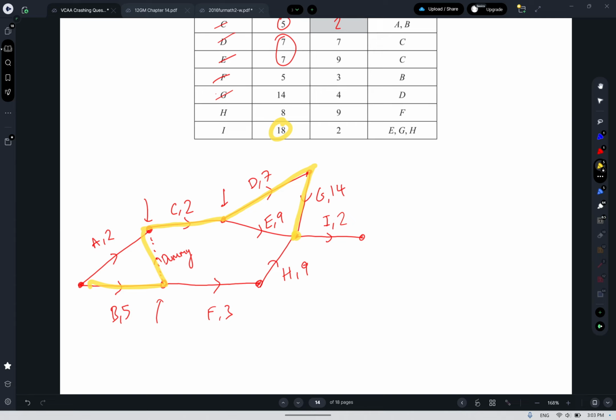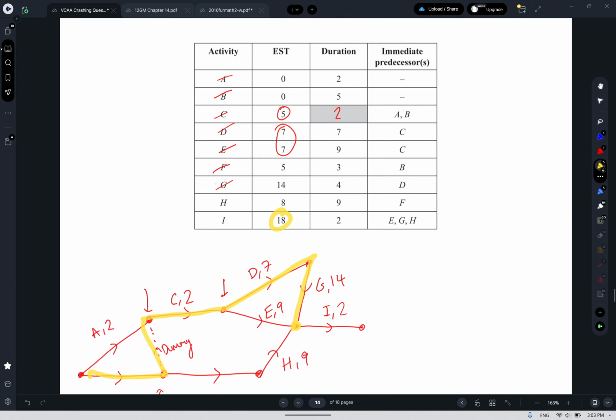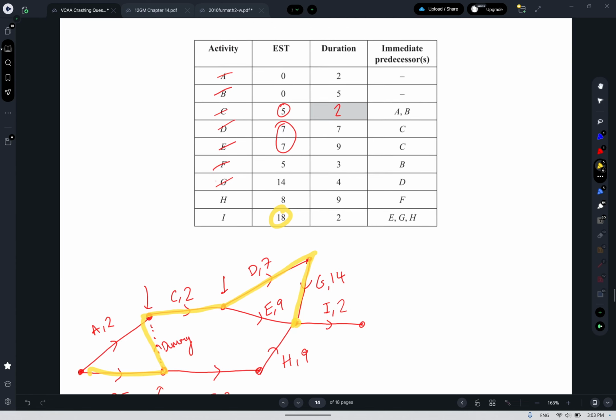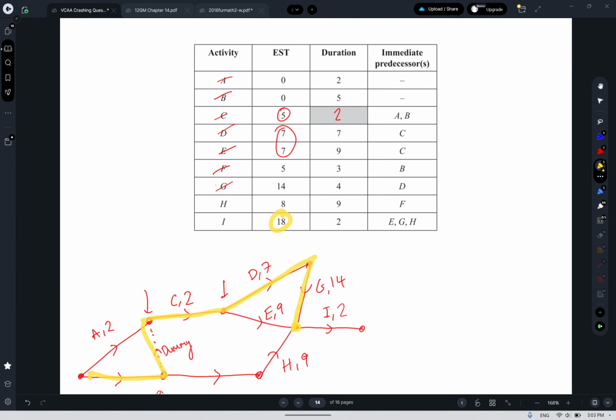I think so, right? So B is 5 plus dummy, so 0. 5 plus 2 is 7. Plus 7 is 14. Plus 14 is 28. 28. Hang on. But we said it was a... Oh, that's because my G shouldn't be a 14, and I thought I checked that. G is meant to have a duration of 4, not 14, so don't do that.